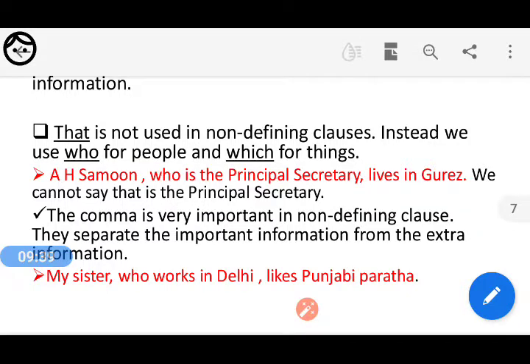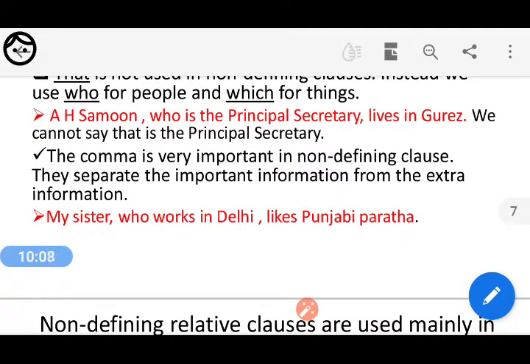Instead, we use who for people and which for things. Asghar Hussain Samoon, who is the principal secretary, lives in Grays. You cannot say Asghar Hussain Samoon, that is the principal secretary. In a non-defining clause, it is not used like that. You have to use only who for people and which for things. The comma is very important in non-defining clauses. It separates the information from the extra information. My sister, comma, who works in Delhi, comma, likes Punjabi paratha.